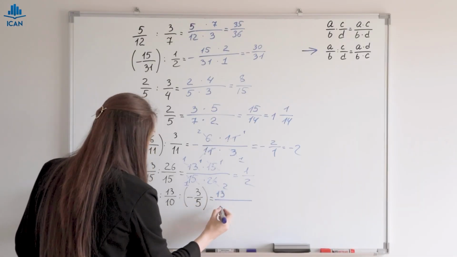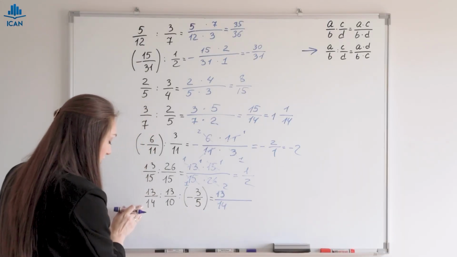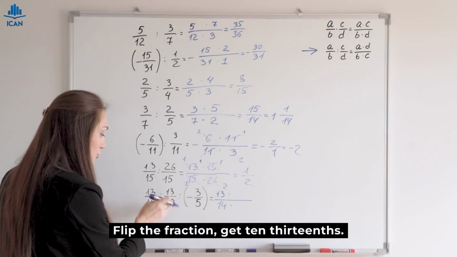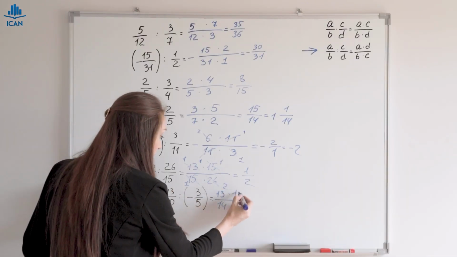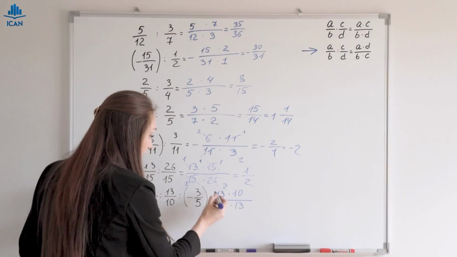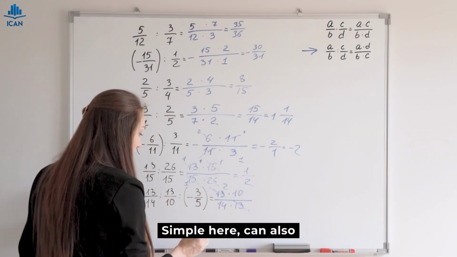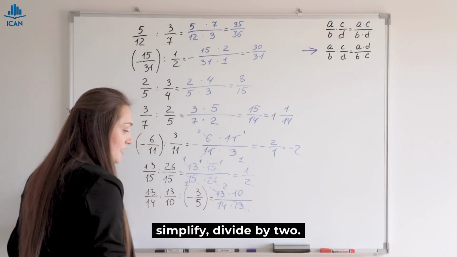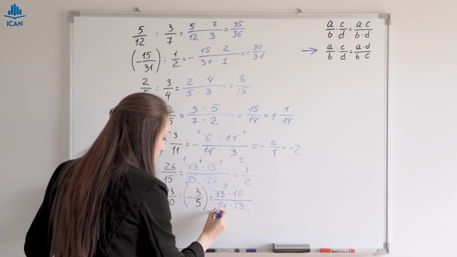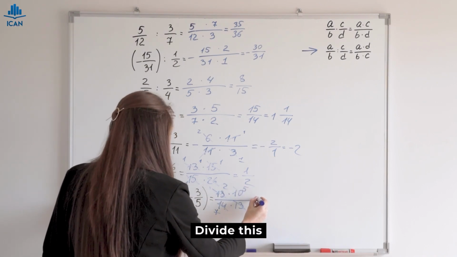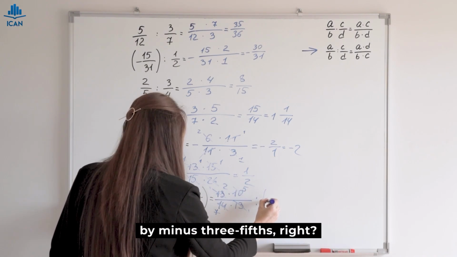13/14, yeah. Multiply. Flip the fraction, get 10/13. 13 cancels right away. We can also simplify by dividing by 2. 7 here, 5 there. Divide this by minus 3/5, right?